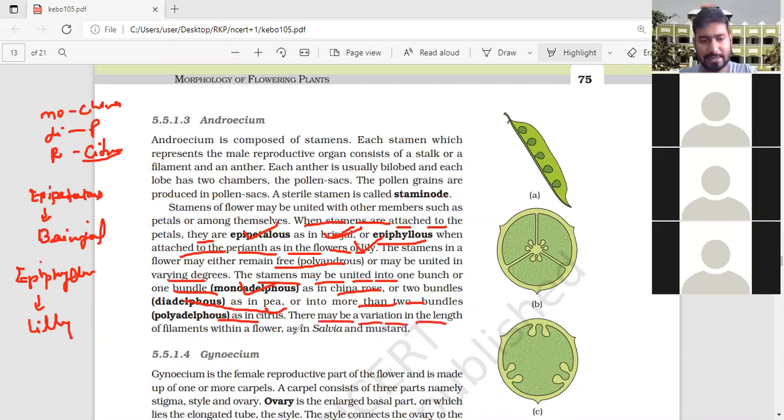There may be variation in the length of filaments within the flower. Examples are salvia and mustard, where the length of the filament is going to vary. Clear?